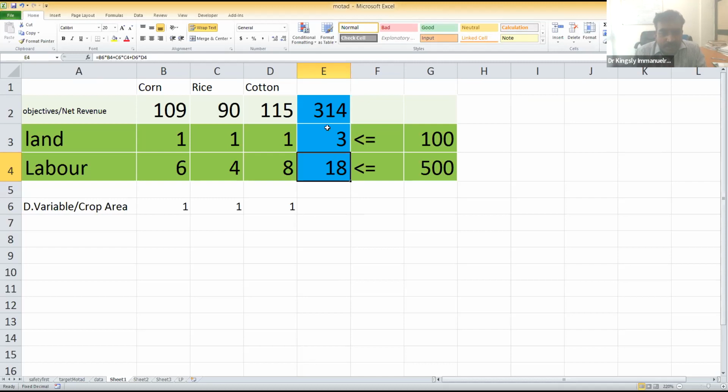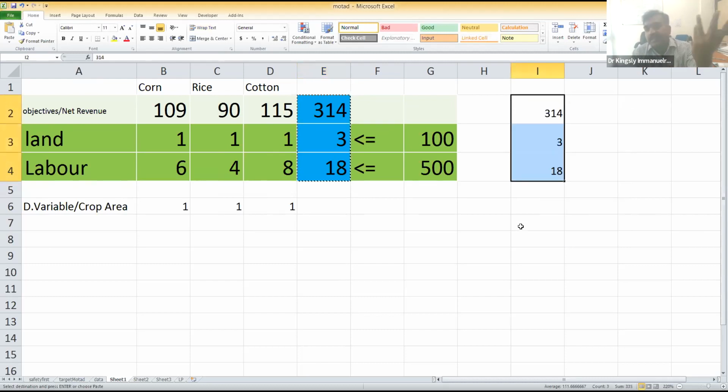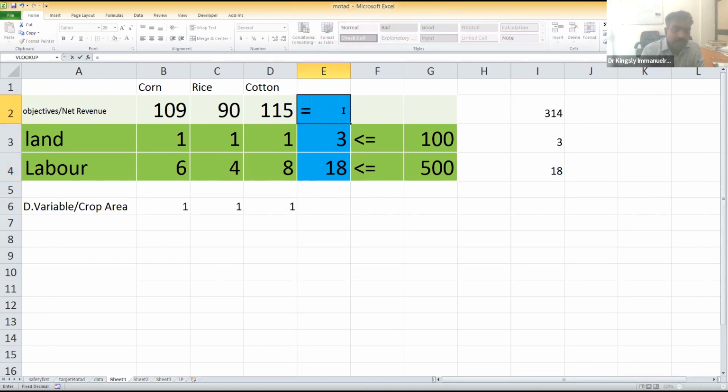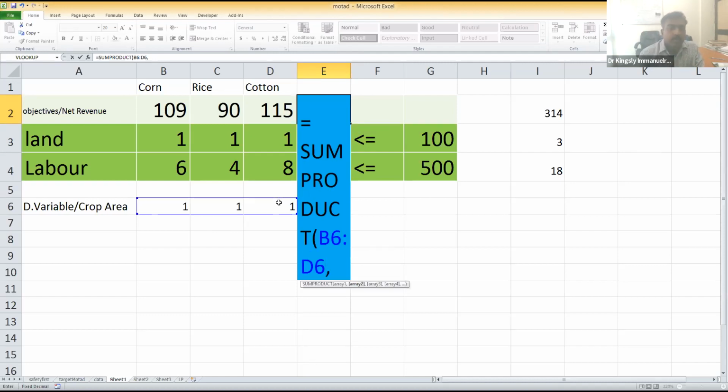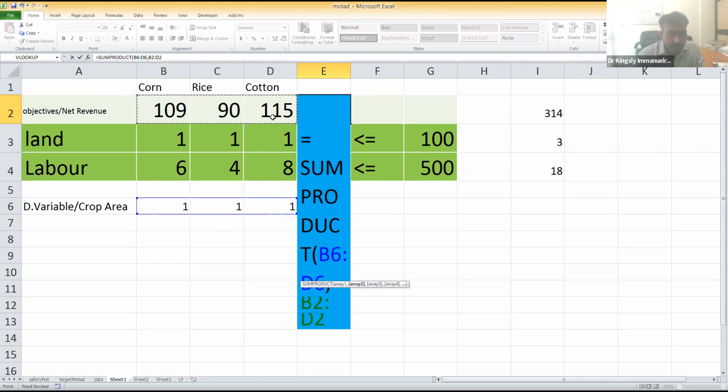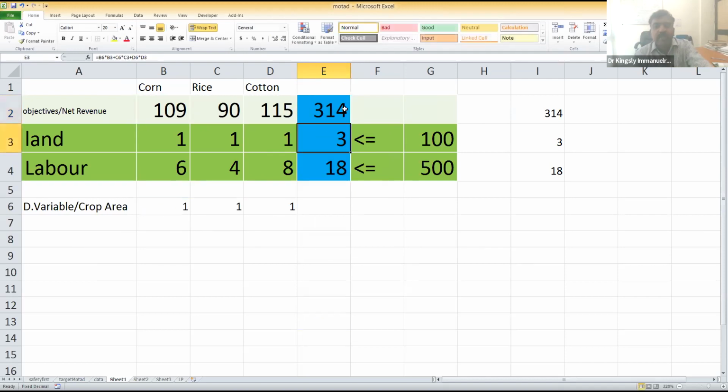What we actually do is put this figure outside, to save time, we just fix it. That's why it's just like a simple trick. Instead of writing like this one by one, because suppose you have a big problem, then writing line by line will be a very difficult task. So what we will do, we'll just write SUMPRODUCT of area under crop area, comma, and net revenue. So the same value does come.